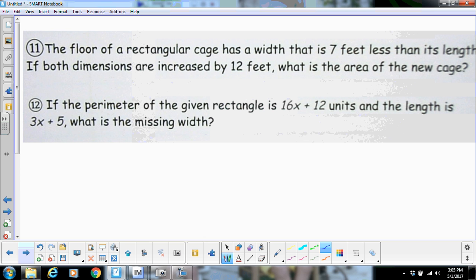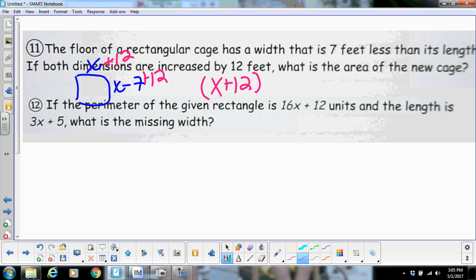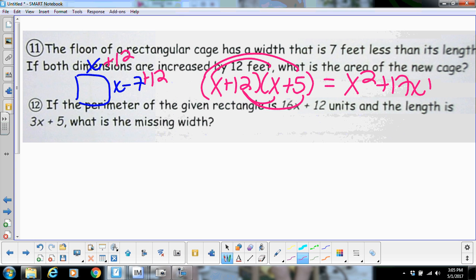The floor of a rectangular cage has a width that is 7 feet less than its length. Okay, so we're going to make its length x, and then its width is going to be x minus 7. Okay, both dimensions are increased by 12, so we need to go in here and add 12 to both of these. Okay, so that makes the new area x plus 12 times x plus 5. And when you distribute that out, that should give you x squared plus 17x plus 60.